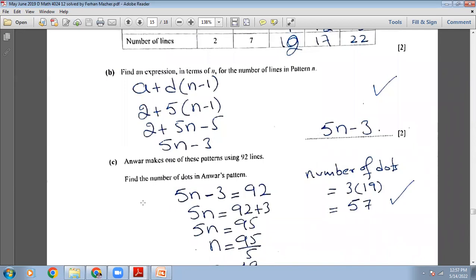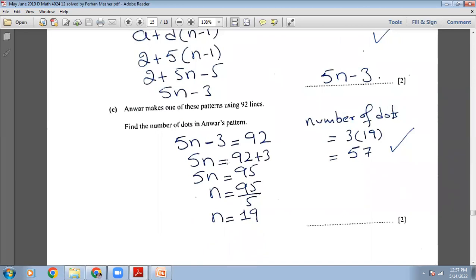Then the question is, Anwar makes one of these patterns using 92 lines. Find the number of dots in Anwar's pattern. First of all, I have to find out which pattern this is. I know the formula, the nth term for the number of lines is 5n minus 3. So that is equal to 92. So 5n is equal to 92 plus 3. So 5n is equal to 95. n is equal to 95 divided by 5. So n is equal to 19.